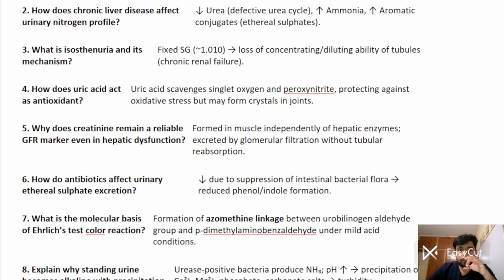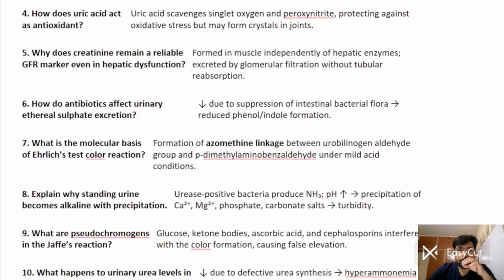What is isosthenuria and its mechanism? I have already discussed. How is uric acid acting as an antioxidant? I have already discussed that also. You can see uric acid scavenges singlet oxygen and peroxynitrite, protecting against oxidative stress, but may form crystals in joints. I will be discussing this part in our antioxidant chapters. That was a very small topic. At the end of the year you will be learning, but you should know that uric acid is somewhat of an antioxidant, but it will predispose to gout.